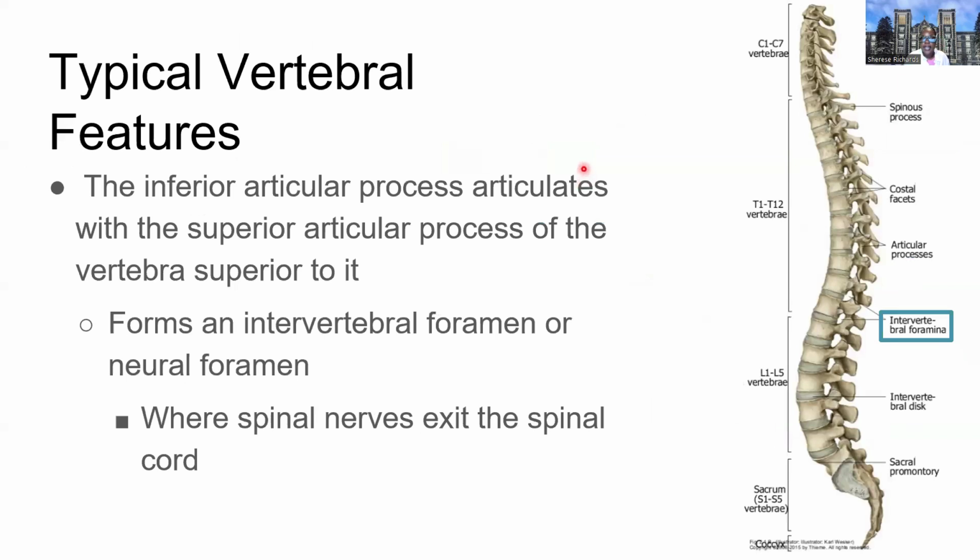Let's look at the facets. The inferior articular processes are going to articulate with the superior processes and create this opening. This is called the intervertebral foramen. This is where the spinal segments from the spinal cord will exit. So at every level, we're going to find the corresponding spinal segment, right? At the C1 vertebra, we're going to find the C1 nerve. At C2, we'll find the C2 nerve, etc., all the way down towards the sacrum.